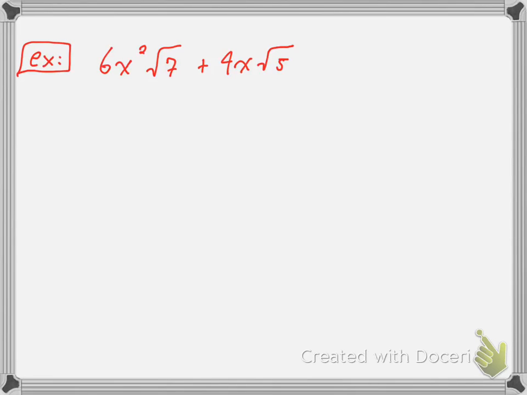There are other situations where you hit a dead end. In this example, we have 6x squared times the square root of 7 plus 4x times the square root of 5. Since what we have in the radicals are different expressions that can't be simplified anymore, 7 and 5 being prime numbers, we can't break those down, so we can't combine these. If the radicals are totally different inside and we can't simplify them, we can't combine them.